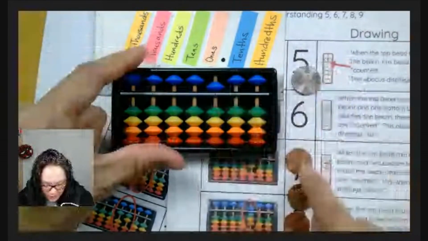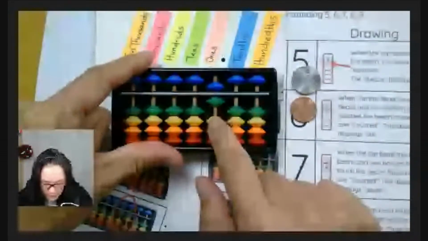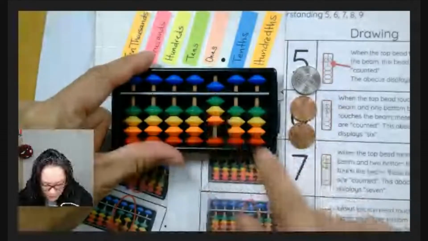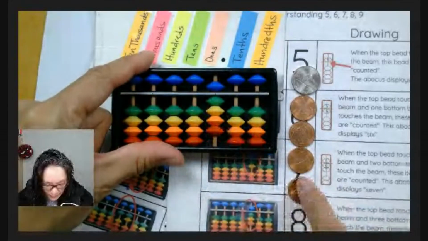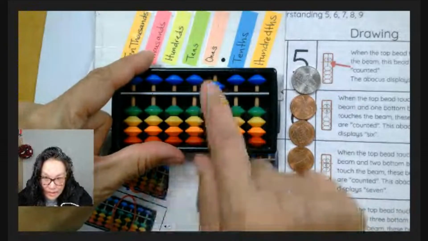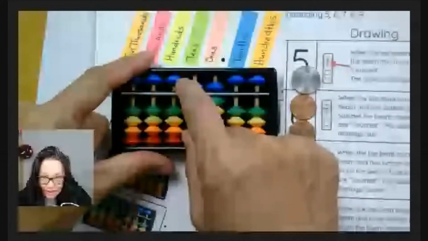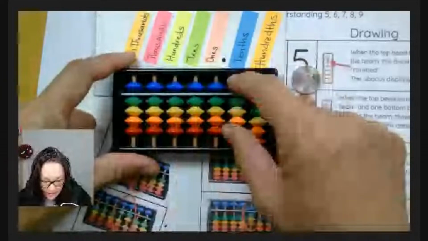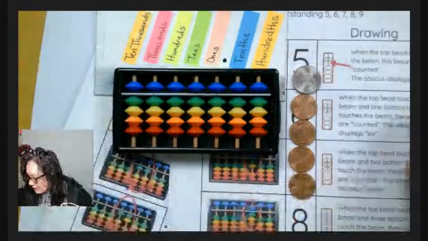When we add, this would be 6. And then we have 7. And then we have 8. And then we have 9. Does that make sense? So when we read the abacus, you're always just going to get 9 no matter what. These are all values of 9.